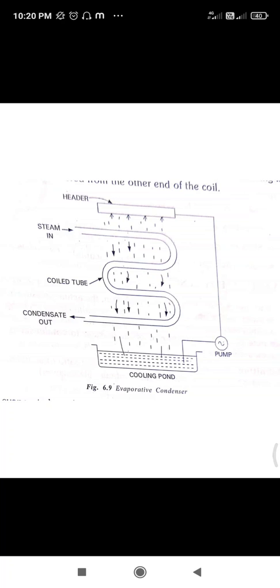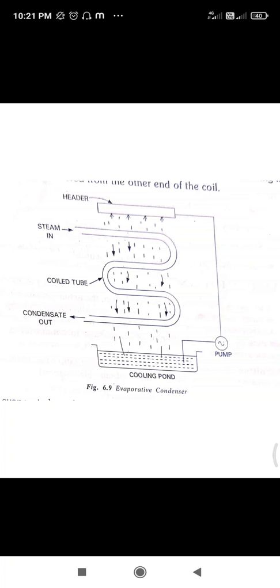The condensers used in the regenerative method of heating the condensate are called regenerative type condensers. In this case, the condensate after leaving the condenser is passed through the exhaust steam, where its temperature is increased. The condensate at high temperature can be reused as feed water to the boiler. This increases the efficiency of the plant and minimizes fuel consumption.